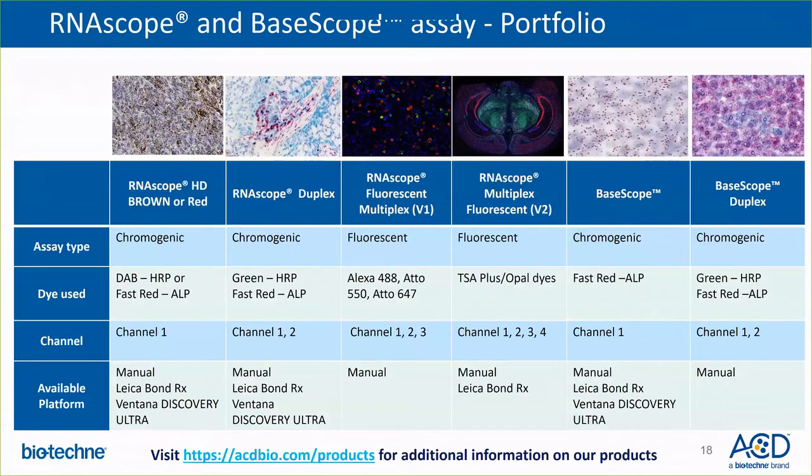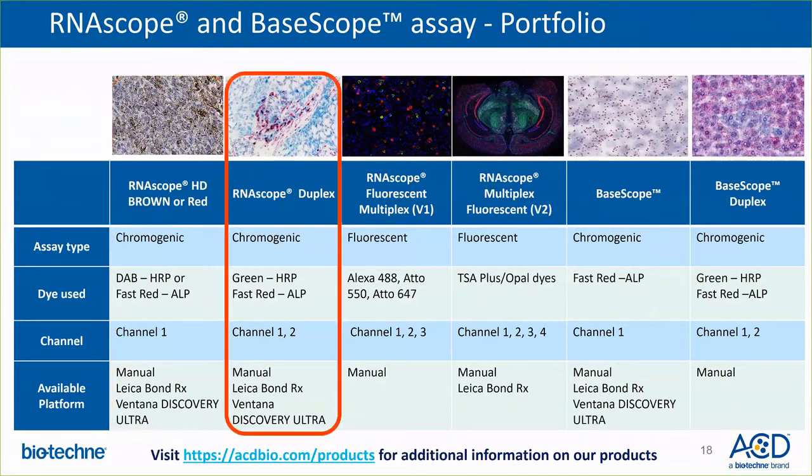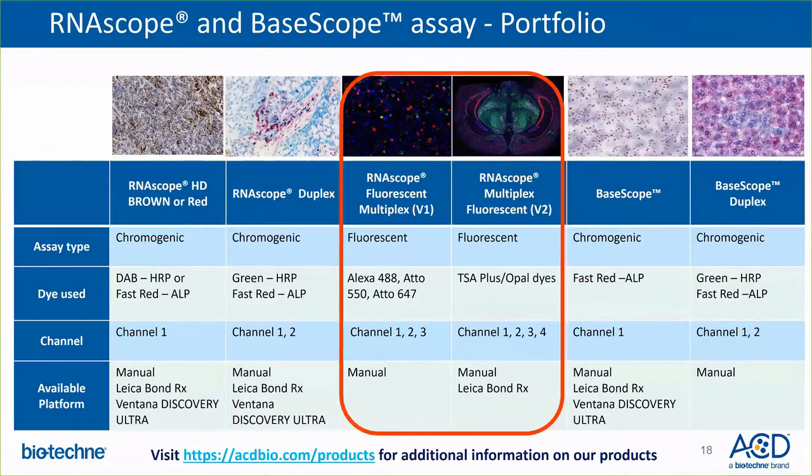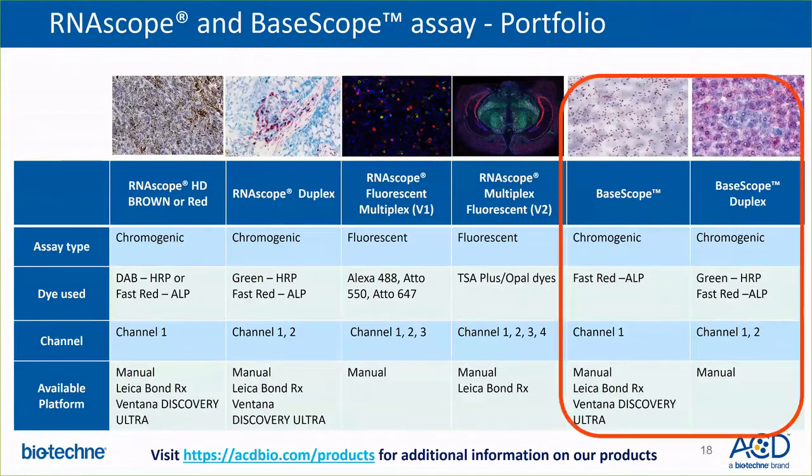This slide presents all the assays that are currently available from ACD. For example, if you are interested in a single RNA target, you may choose our singleplex assay, such as the chromogenic brown or red assay. If you have two targets of interest, you may choose the chromogenic duplex assay. Both of these assays are available on manual and automated platforms. However, if you're interested in multiplexing, our multiplex fluorescent assay allows you to detect up to 4 targets simultaneously in a single tissue section. On the other hand, if the target of interest is shorter than 300 base pairs or is a circular RNA, we recommend the BaseScope assay.